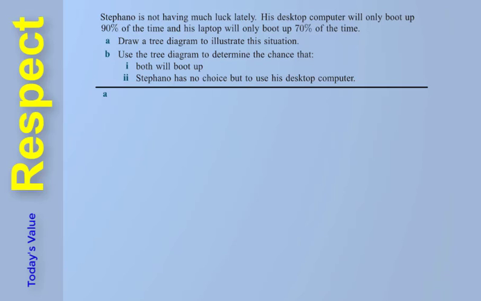In Part A, either the desktop computer will boot up or it will not. We show this as two branches on a tree diagram. One is labelled D to represent the desktop boots up, and the other is labelled D' or not D to represent the desktop does not boot up.